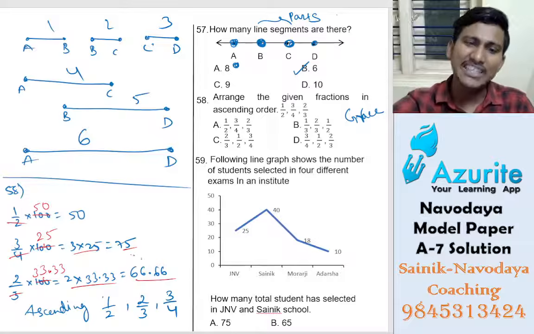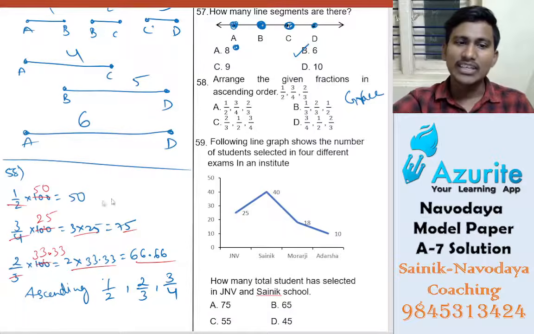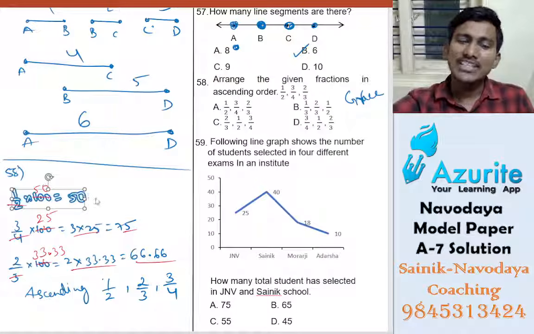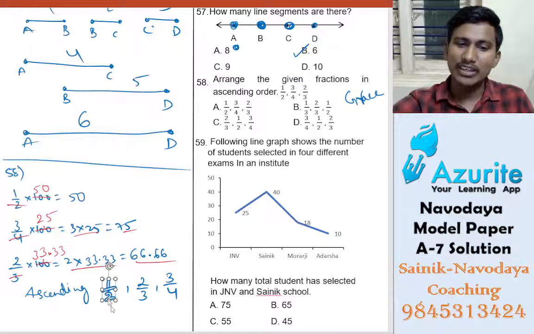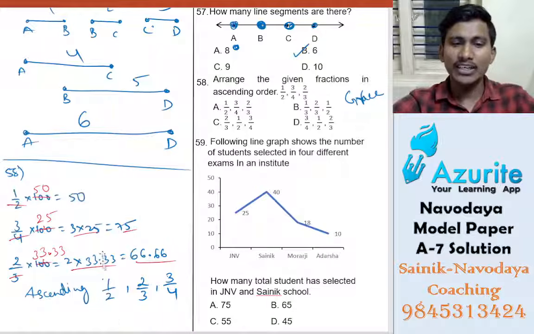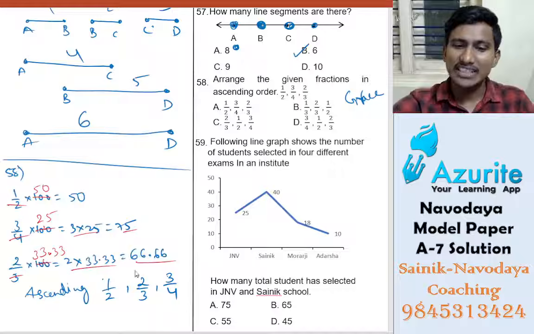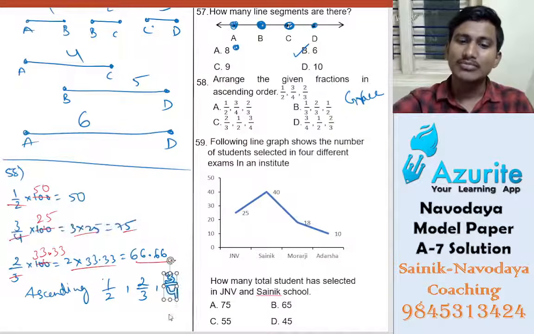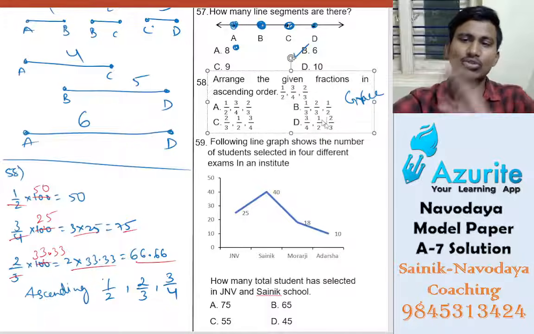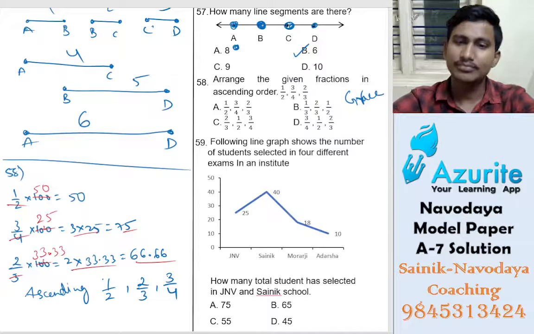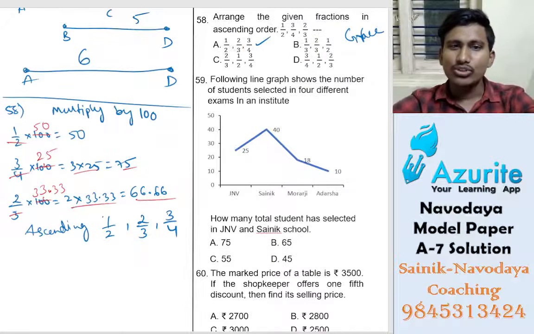Now ascending means increasing order, right? So here first smallest is 50, that is 1 by 2. First 1 by 2 will come. Next after that 66.66, that is 2 by 3 will come. After that 75, that is 3 by 4 will come, right? So this should be the order, but there is no such answer in the options. That is why it is no answer. This is a grace answer. Okay, next question 59, right?